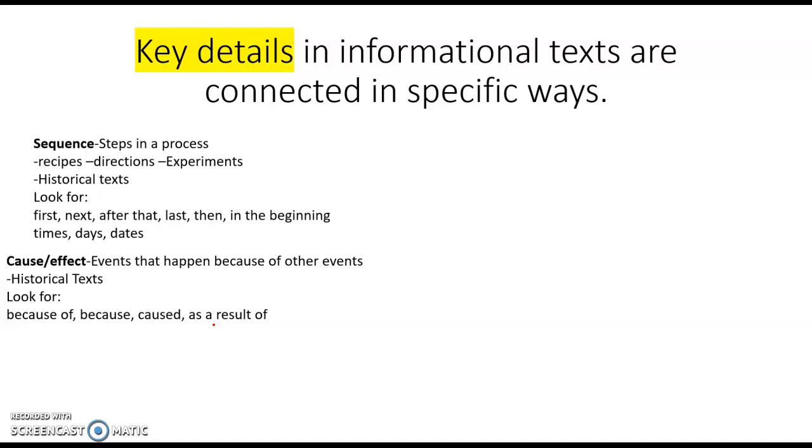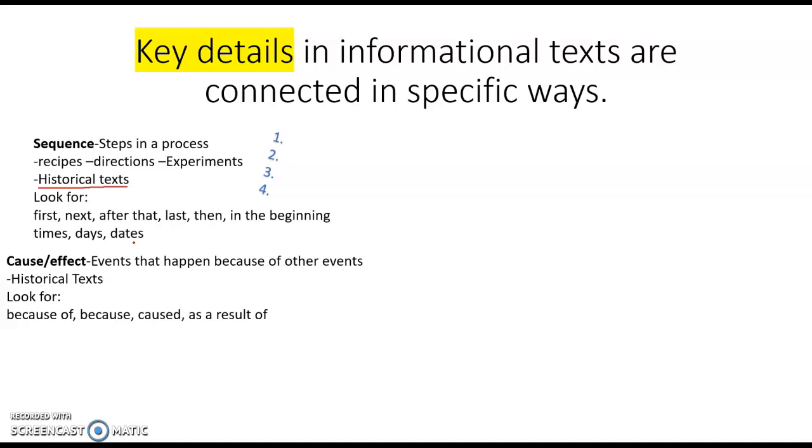Last week we talked about sequence. We talked about the steps in a process, like recipes, directions, experiments, and how they were ordered through sequence. Well, historical events also are often ordered through sequence. So we're looking for words like first, next, after that, last, then, in the beginning. We might see times or days or dates, especially in a historical text. We're going to see specific dates. So historical texts are often ordered in sequence.